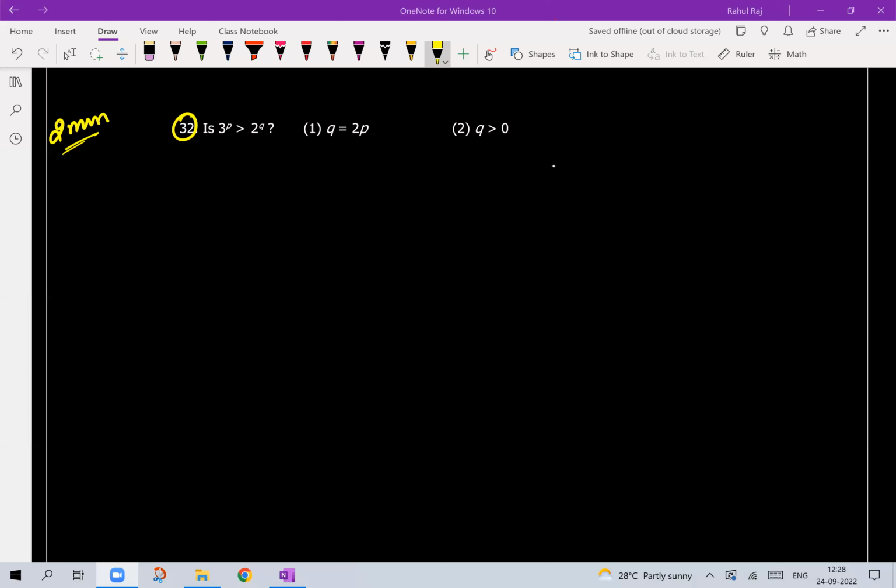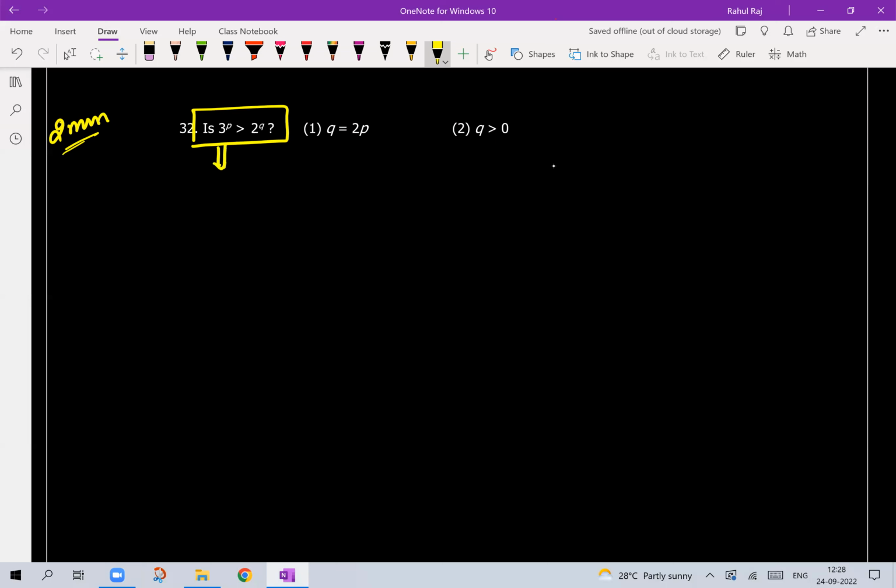So what exactly is the question? Is 3 to the power p greater than 2 to the power q? Now the point here is, it's a direct question, no information is given to you. So my job is to think on the question before we get into the statement, simple logic.